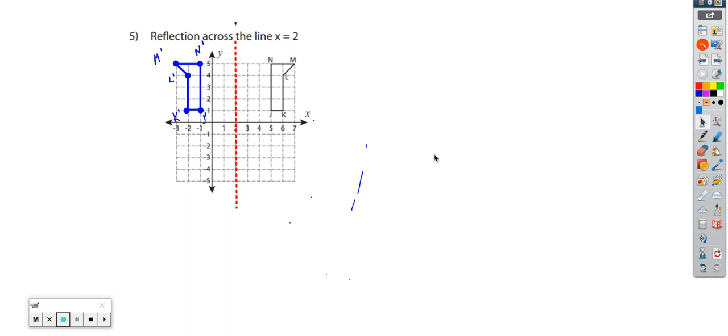What I'd like you to do now is finish your handout. There are 3 problems for you to finish on your own. I'm going to post the answer key so you can see it and check your work when you're done. And then I have a Khan Academy assignment for you to do for the reflections. All right. Thank you very much and have a great day.